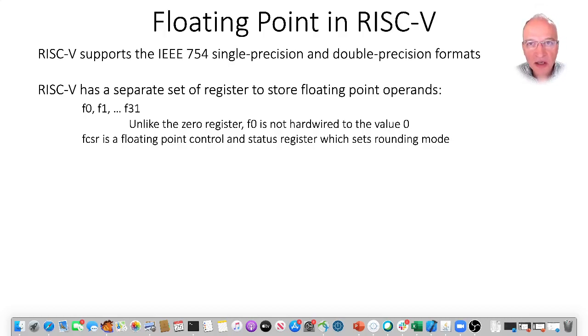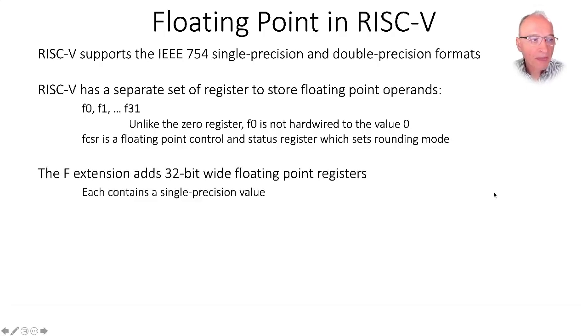F0 is not hardwired to 0, which is different than in the integer case. Remember, register 0 always contains 0. In the floating point case, it doesn't. And FCSR is the floating point control and status register that will set the rounding mode that the machine should be using, because remember, the standard has different rounding modes that you can select from, so that's how you're going to select which one you're using.